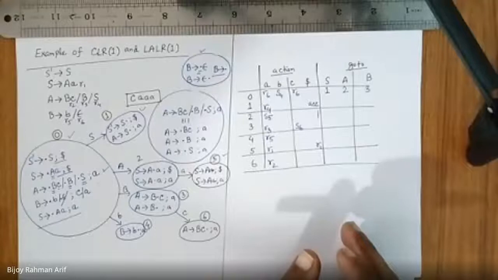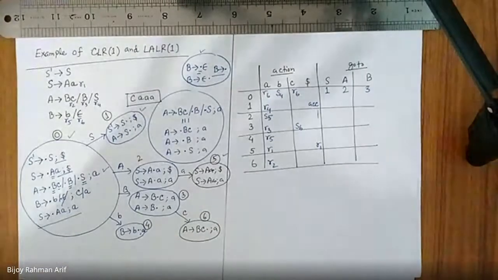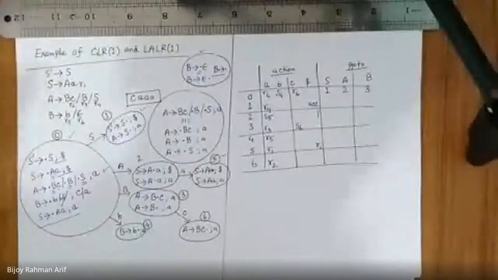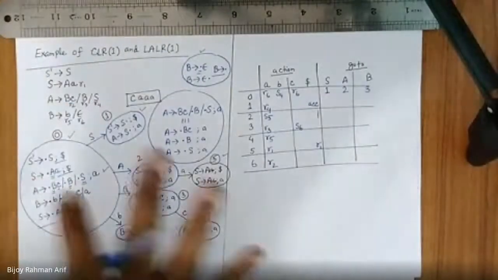Yes, sir, same. Are they the same? Yes, sir. Let me see. R6. Okay, it is a special case where it is actually the same. Most of the time, whenever CLR is more powerful, the table becomes larger. But in this case, it is absolutely the same.